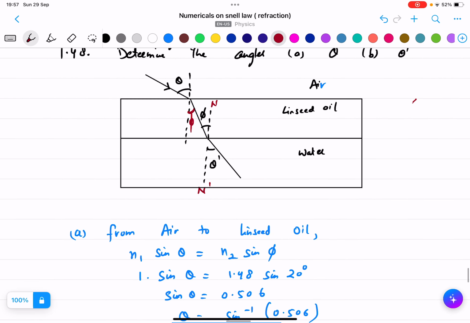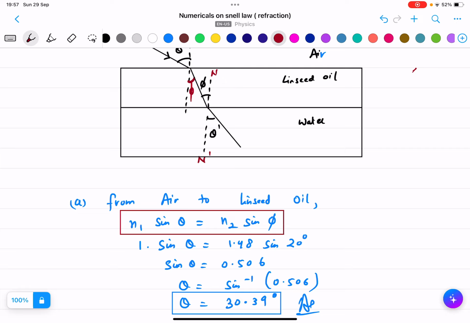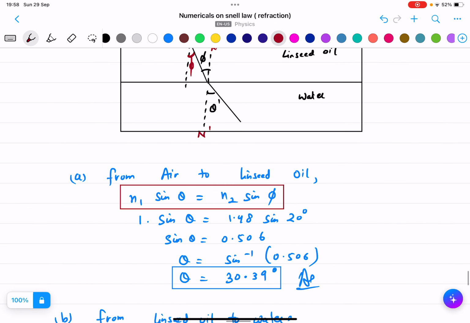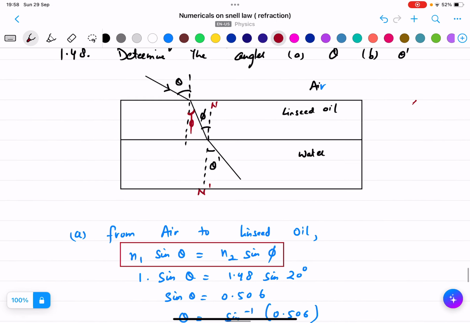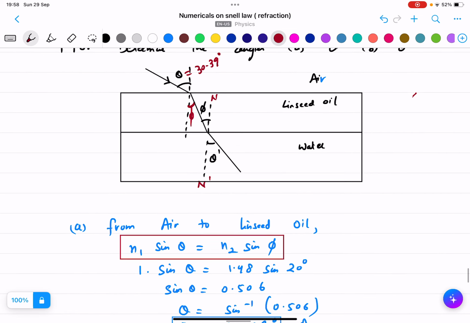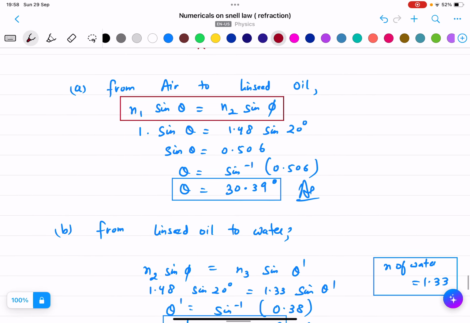Now the first one, from air to linseed oil, n1 sine theta equals n2 sine phi, right? Air is 1, given. Sine theta equals 1.48 sine 20 degree. 20 degree is given to you. So we'll find out theta equals 30.39. That means we have found this angle, 30.39 degree. Now this is phi, so this angle and this angle will be the same.